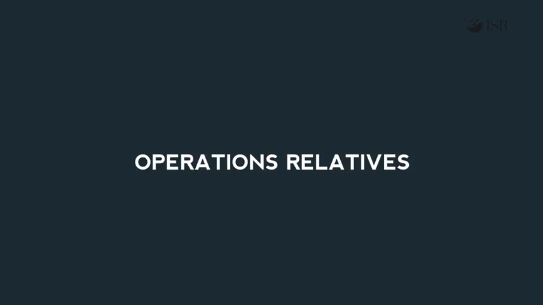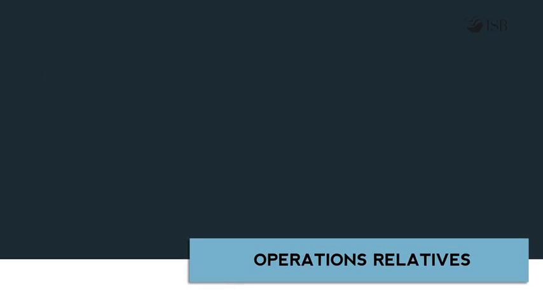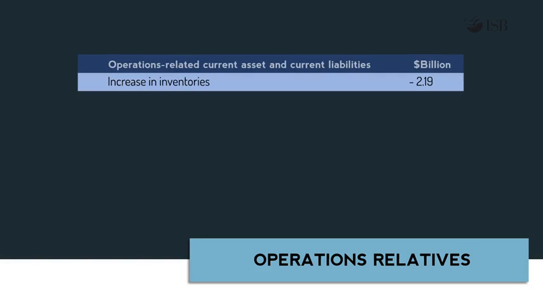The next set of adjustments is operations related. These largely include adjustments due to changes to the firm's operations-related current assets and current liabilities. Amazon's inventories increased by $2.19 billion between 2014 and 2015.